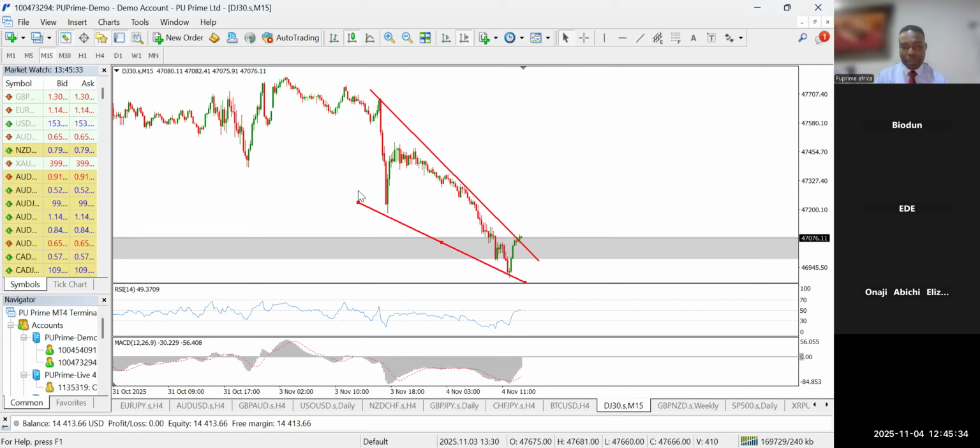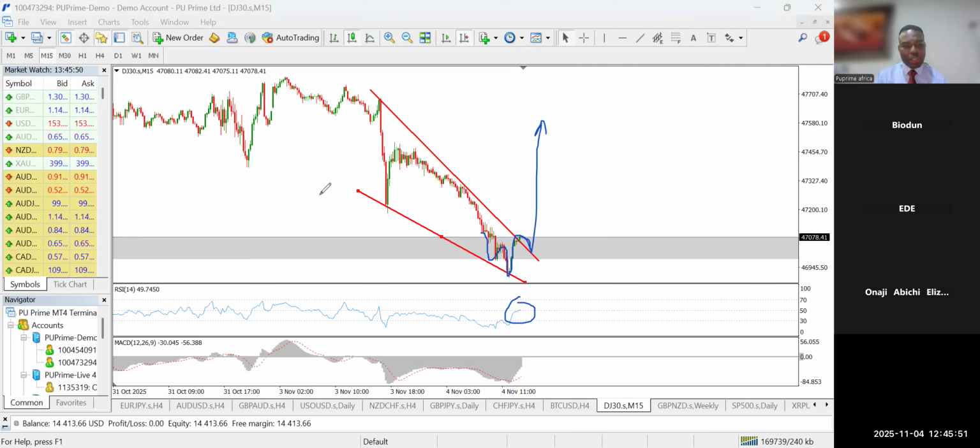We're seeing a falling wedge pattern, and RSI is just around 50. Let's say 49, not even up to 50. Now, I perceive price may want to retest the trend line, thereby forming an inverse head and shoulders before the breakout. So watch out for DJ30 closely. We may see a retracement, price touching the trend line before a final breakout to the upside. So we maintain a bullish outlook on the DJ30.